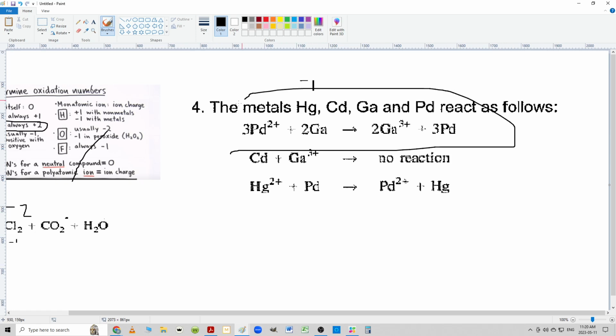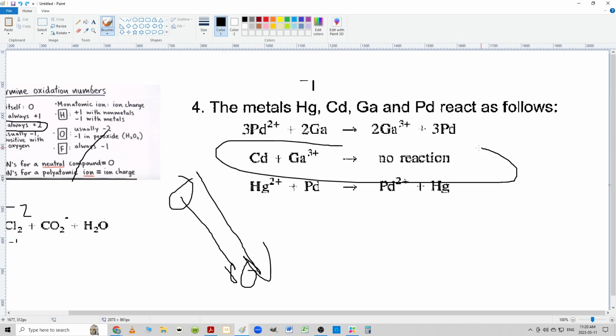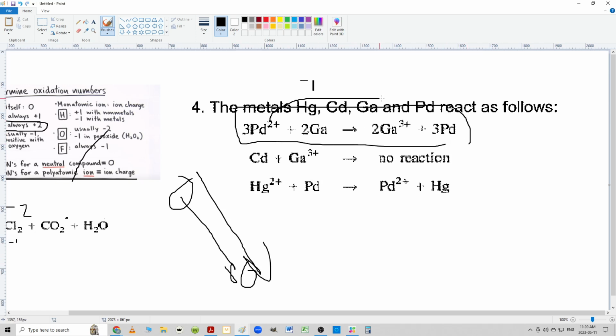So first we determine how they react. Remember that they're only going to react spontaneously from top left to bottom right, which is in order of reduction: higher oxidizing agent, or higher reduction potential, to lower reduction potential. Since there was a reaction here, and we can see the 2 plus went to 0, if I went from 2 plus to 0, my charge went down. That means PD reduced.